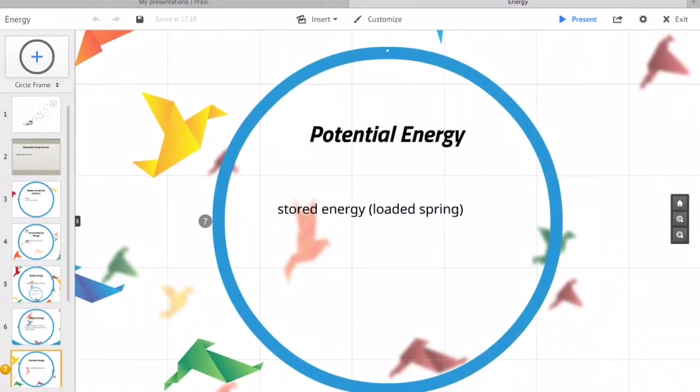Potential energy. Potential energy is the stored energy of an object. It is the energy by virtue of an object's position relative to other objects. Examples here are a loaded spring or the force of gravity.